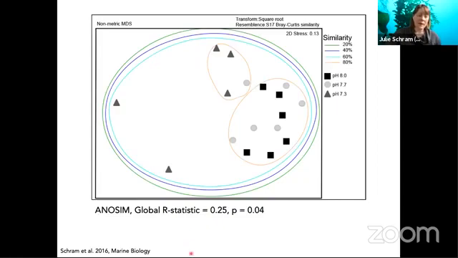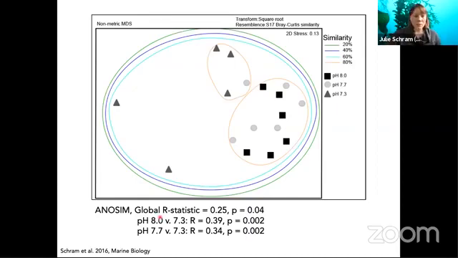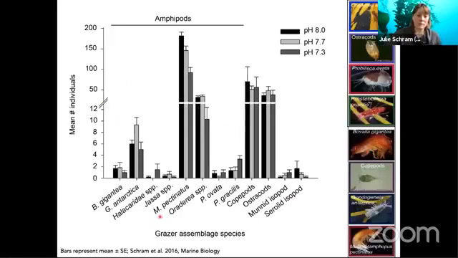I ran an ANOSIM to compare the similarity between these treatments, and I found that there were significant differences, even though those don't quite jump out in this NMDS plot. It turns out that neither the 8.0 nor the 7.7 treatments were different from each other, but they were both different from that extreme far future pH of 7.3. So let's look at some of the organisms that might be contributing to these changes.